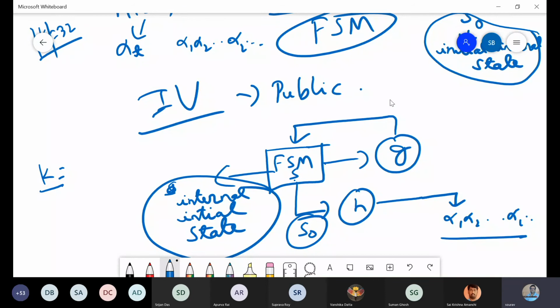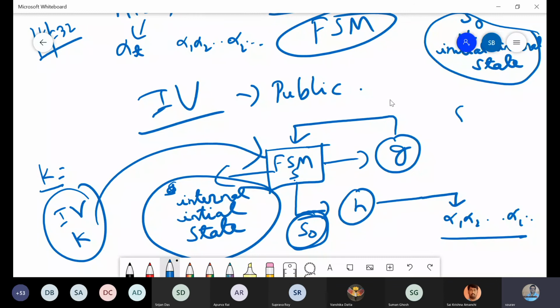But here, most of the modern stream ciphers don't just use the internal initial state directly. They do some initial running for some time before generating the keystream. They use some IV and the key. With this combination, they put it here as S0, but that S0 is not the internal initial state. They put it here and run the update function.